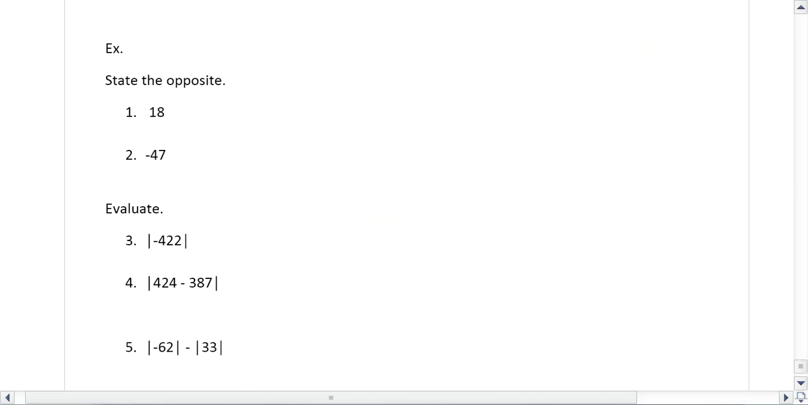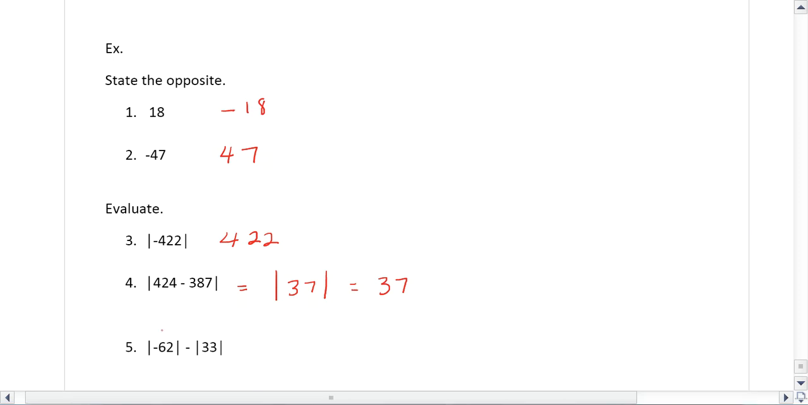All right, now we'll just look at a few examples. If you were asked to state the opposite of 18, it would be negative 18. The opposite of negative 47, positive 47. If you were asked to evaluate the absolute value of negative 422, that would be positive 422. All right, in example 4 then, you do need to subtract first inside the absolute value. And if I subtracted those correctly, I got 37. And the absolute value of 37 is just 37.